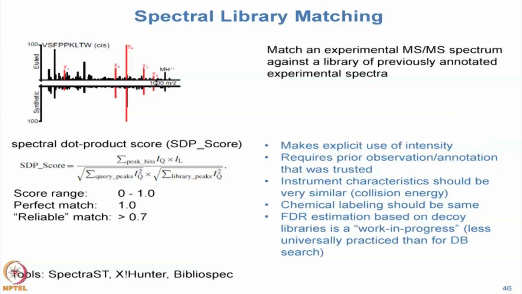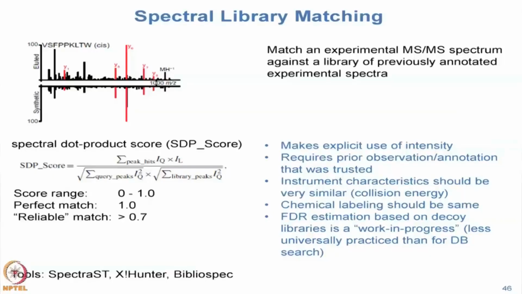All right. So the equation that gets used here is a dot product score. There are a few different variations on this. And I'm not going to go through the math, but the point is that you're really taking advantage of the intensities, and you're not allowing for all possible fragment ion types that could occur to a peptide. You're only allowing for the ones that actually occurred to generate the reference spectrum. Okay? Some software programs that do this kind of spectral library search are listed right here. Okay?